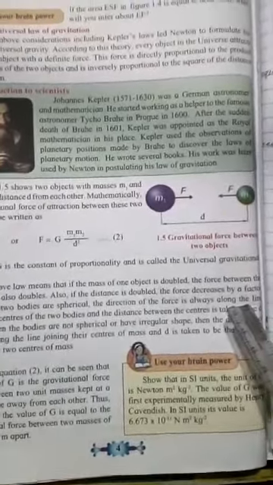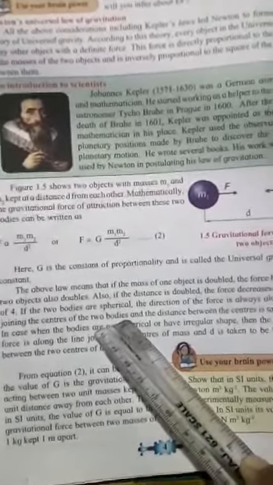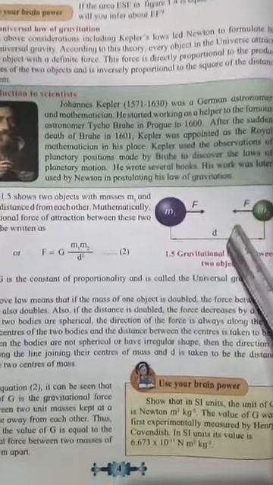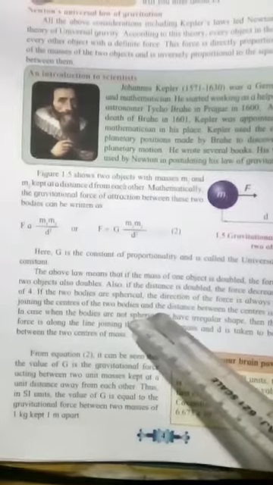If the two bodies are spherical, the direction of the force is always along the line joining the centers of the two bodies. If the object is spherical like this, then the force is along the line joining the centers of the two bodies, like this.